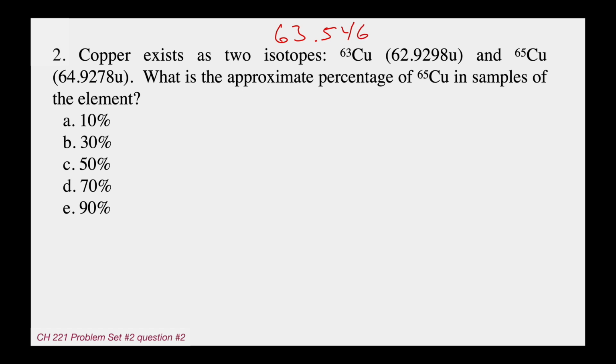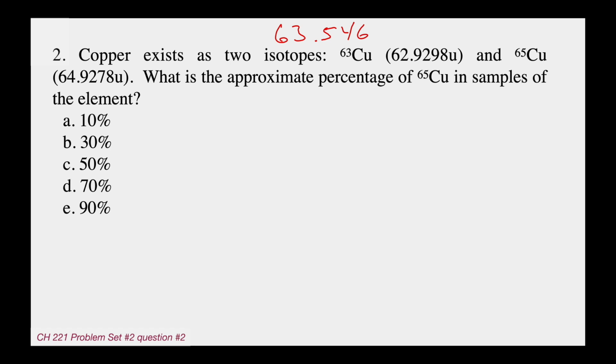63.546. So that means that the average mass of a copper atom is 63.546. Now, we're trying to figure out the abundance of copper 65, and copper 63 is closer to 63.546 on the number line than copper 65 is. So one way to think about this is that copper 63 must be a pretty high percentage, because copper 63 is closer to that 63.546. So the abundance of copper 65 will definitely be less than 50%.